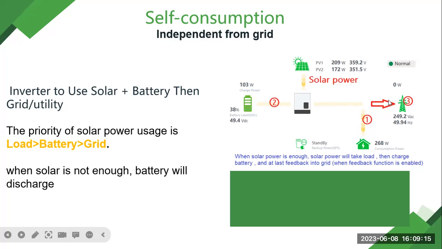So in the self-consumption mode, solar first goes to the load, second goes to the battery. If the solar is not enough, the solar goes to the load, and the battery will compensate the other part. So we will not use power from the grid. This is the self-consumption mode. Do you have any questions for this mode? If not, we will go to the next one.